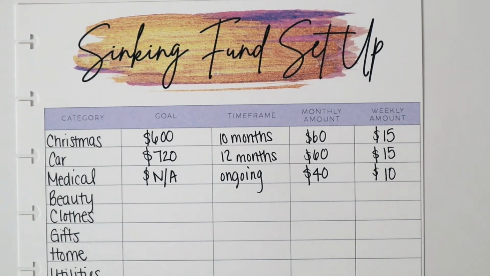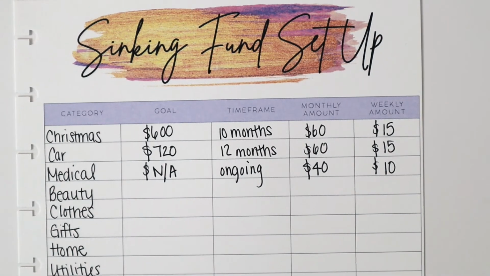And in the medical fund, this money will go to any prescriptions that we have, any co-pays. Hopefully we never have to do this anytime soon or ever, but any emergency room fees. So having that money already set aside, if there's unexpected medical expenses that we have, I can just dip into this sinking fund. The next sinking fund is beauty.